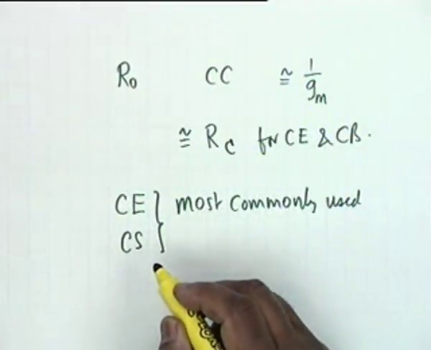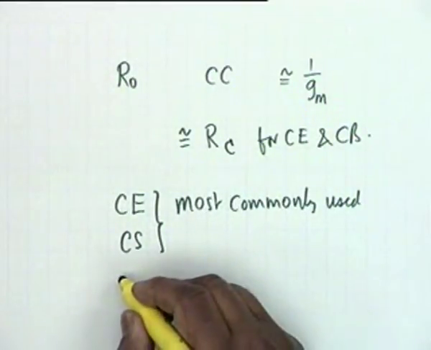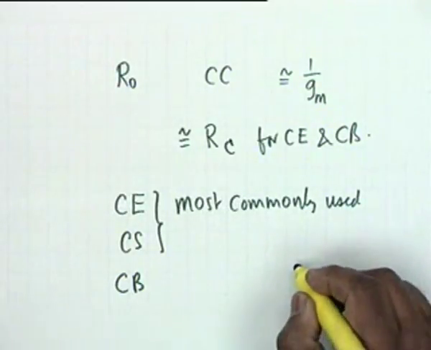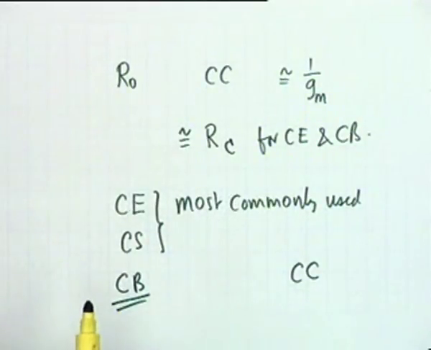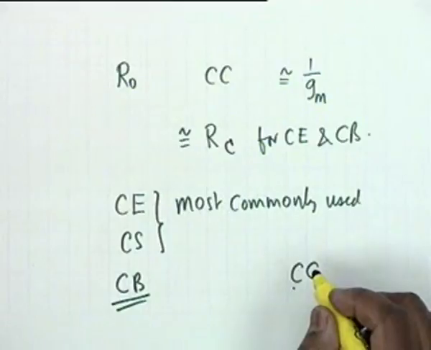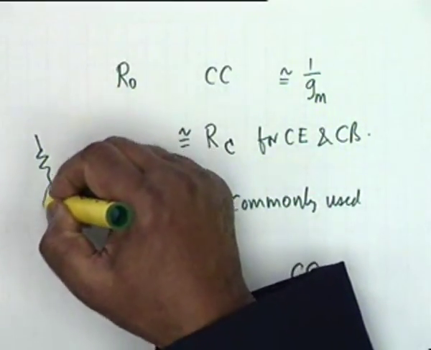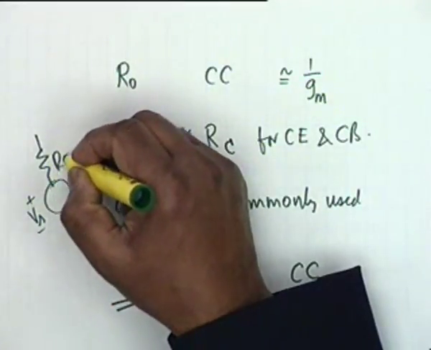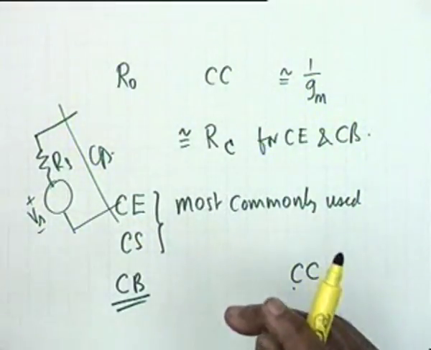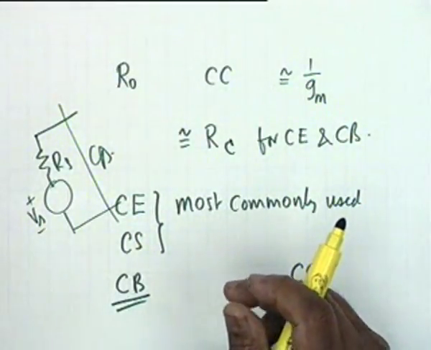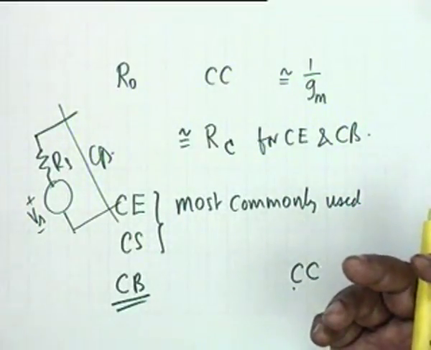Now, there are two special uses, one special use for common base, one special use for common collector. What is used for common base? If your signal source has high impedance, VS, RS, then you apply it to a common base because the input impedance is low, so that it is basically a current drive. A source having high impedance is a current source, okay, more than a voltage source.